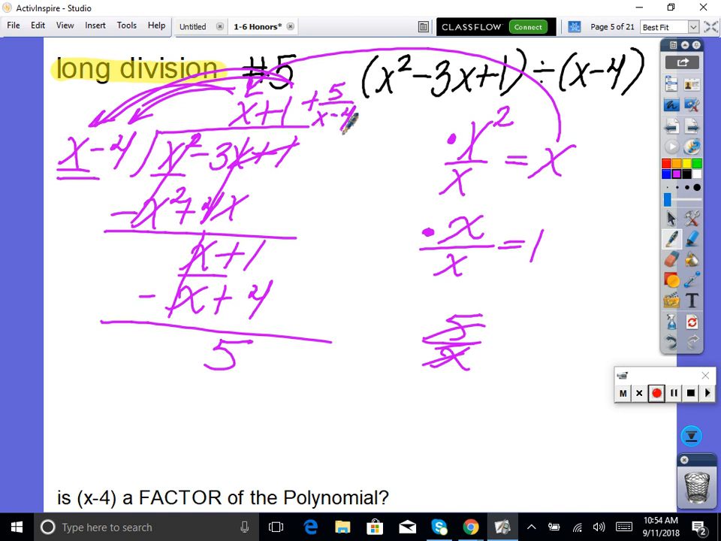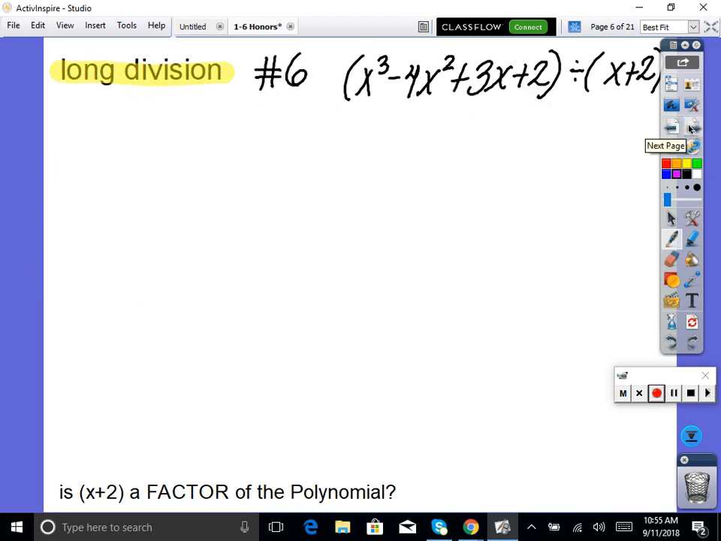Now, once again, if I asked you, based on that answer, is x minus 4 a factor? No. Therefore, yeah, you're right, because it's 5. So then, therefore, 4 is definitely not a solution. If that's not a factor, then 4 is not a solution to that polynomial. Okay, good. Okay, 6. Do you want another one?